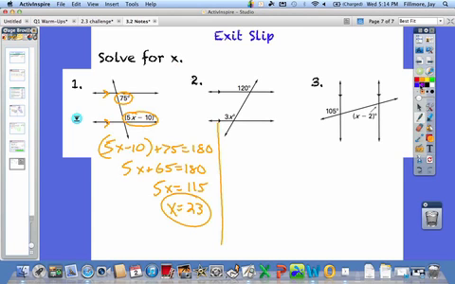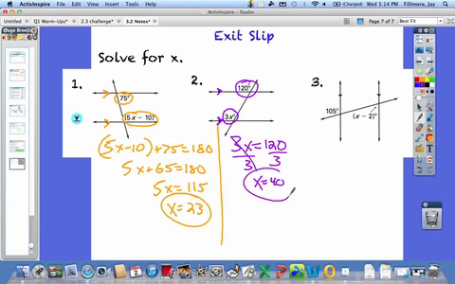For number 2, we want to again identify the relationship. Well, they're on the same side, but they're not interiors, and they're not both exteriors, so we can't use that. But they are corresponding. This is in the top left of the intersection. This is in the top left. So since they're corresponding, they are congruent. So we set them equal to each other, and then divide by 3. These cancel, so x is 40.